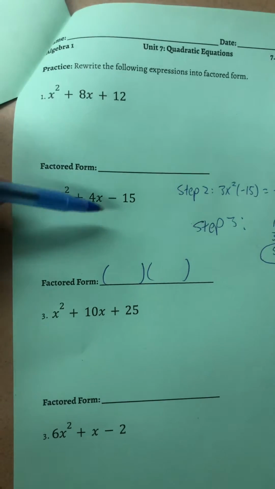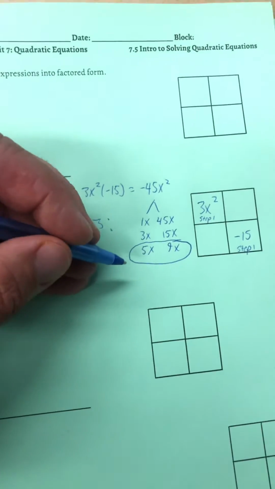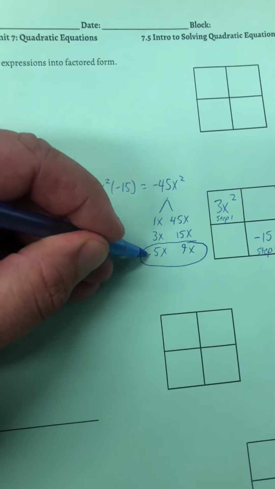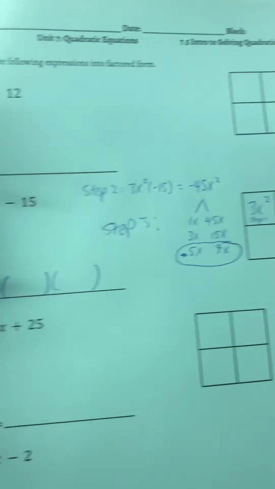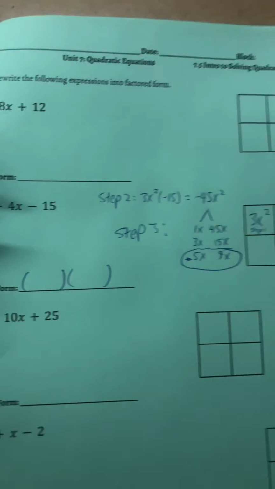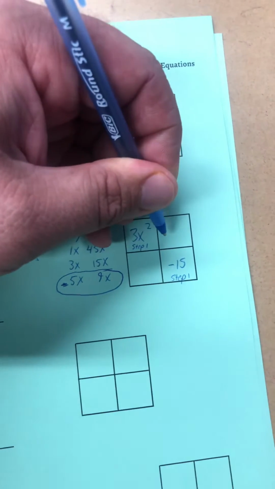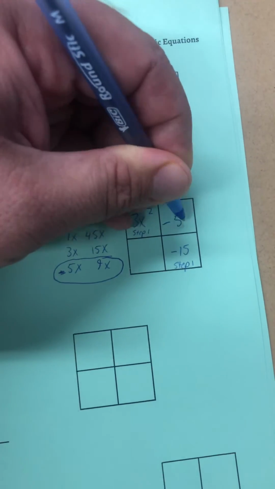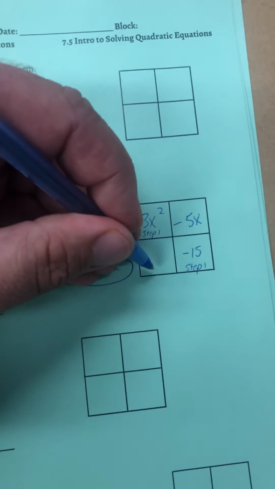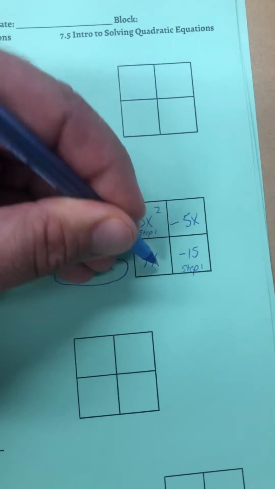Now, because the 4x is positive, we want to put the negative with the smaller number, because 9x minus 5x is going to create that positive 4x for us. So again, just like before, we can put the two numbers in the box. We got negative 5x and we got a positive 9x.